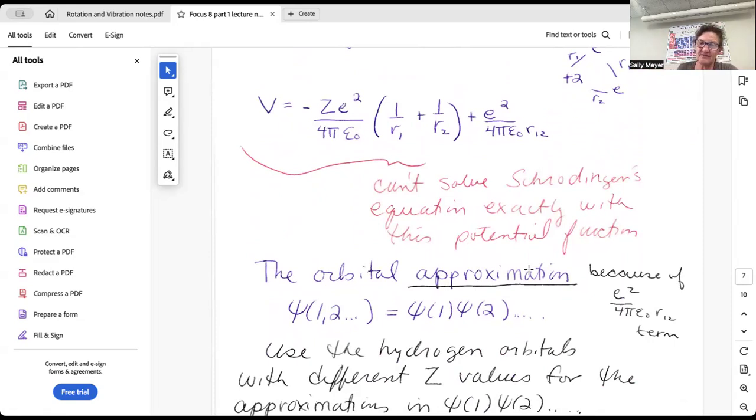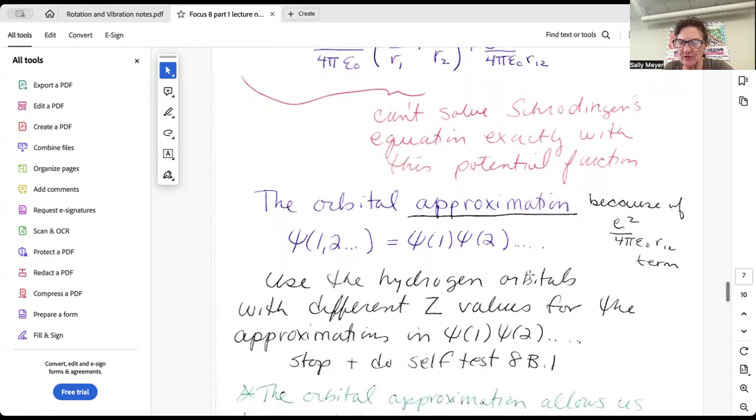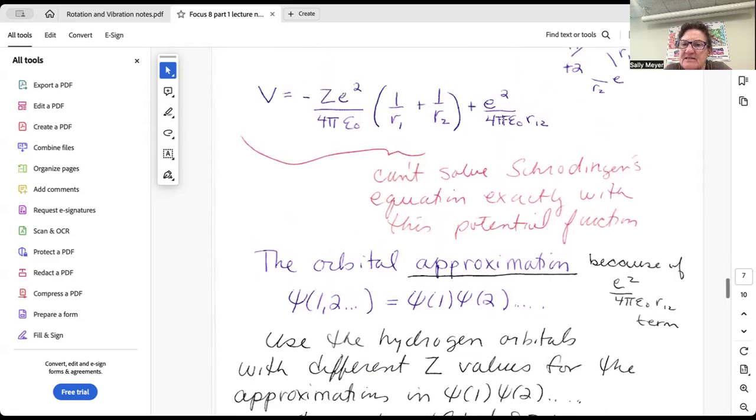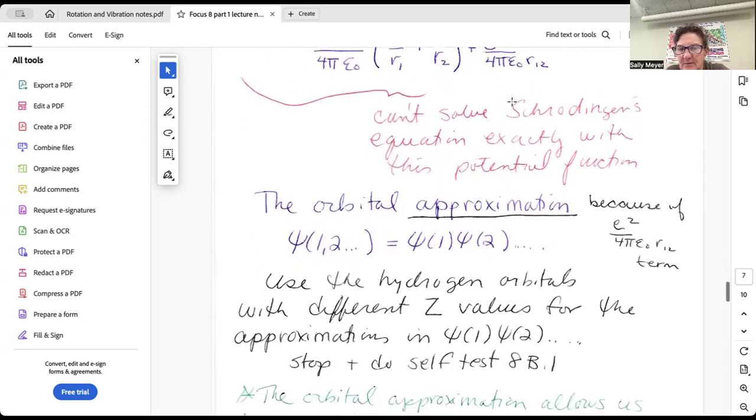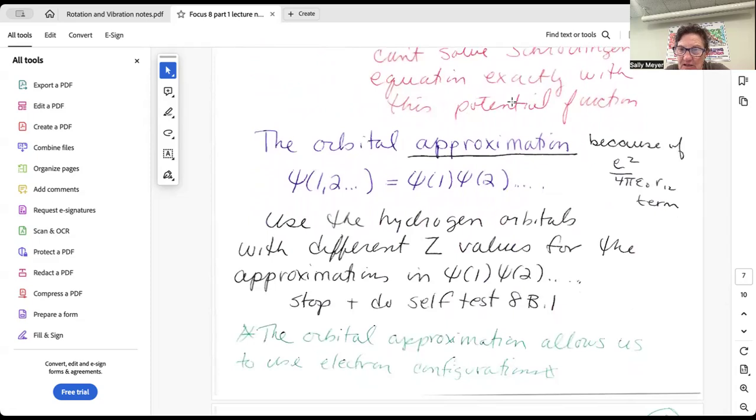And in 367, if you take that class, you'll learn a lot more about the approximations that are possible. Right here, we'll learn about a simple one. It's called the orbital approximation. So basically what it says is this last term isn't so important, which is stupid because it's very important. But as a first approximation, we're going to say the repulsion of electrons isn't that important. And so we're going to use the hydrogen orbitals with different z values for the approximation.